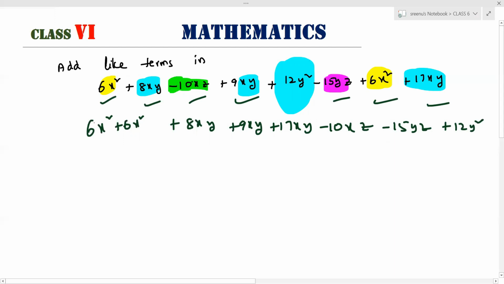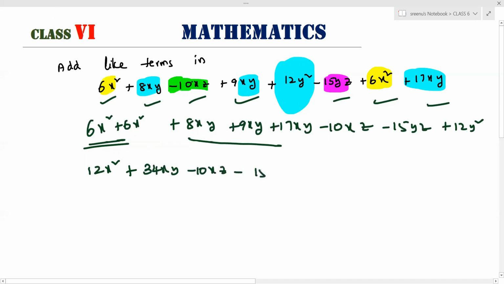Now we shall add these two. 6 plus 6 is 12. 8 plus 9 plus 17: 8 plus 9 is 17, 17 plus 17 is 34. So minus 10xz minus 15yz plus 12y square. Okay, this is the answer.